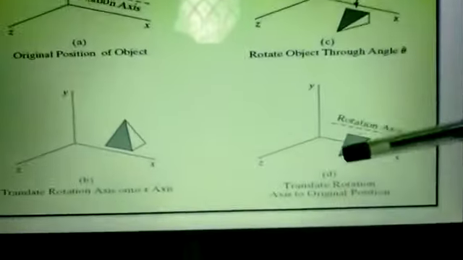So it goes something like this. Translate the object so that the rotation axis passes through the coordinate origin. Rotate the object so that the axis of rotation coincides with one of the coordinate axes. Perform the specified rotation about the selected coordinate axis. Apply inverse rotations to bring the rotation axis back to its original orientation, and apply the inverse translation to bring the rotation axis back to its original spatial position.